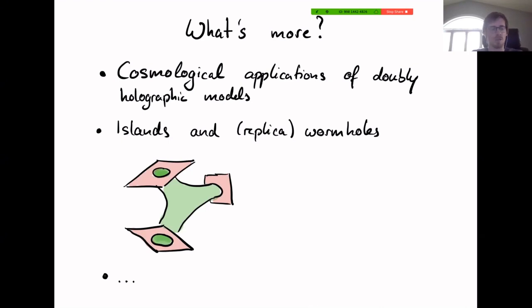Now, as it comes to comparing those two, at least as far as I'm aware, and please somebody correct me if I'm wrong here, the replica wormhole calculation or proof of the island formula has really only been done in 2 dimensions. And so the obvious benefit of going to these doubly holographic scenarios is that you can say something about higher dimensions. On the other side, though, these doubly holographic scenarios are obviously more constrained because you're assuming a holographic CFT, which you don't necessarily have to do in the replica wormhole computations.